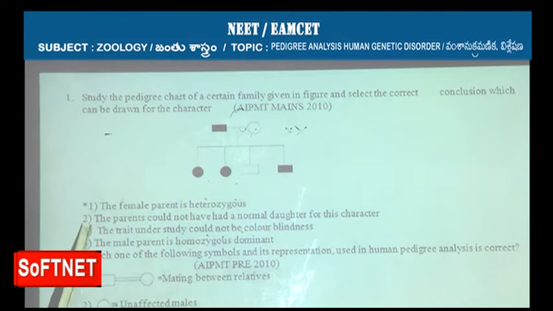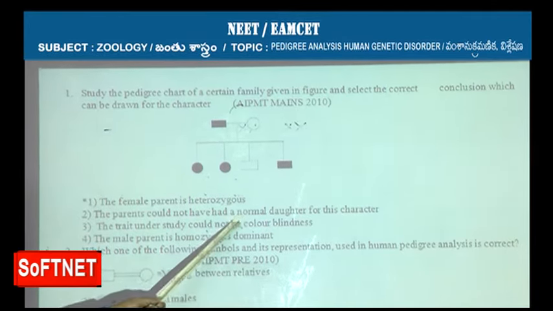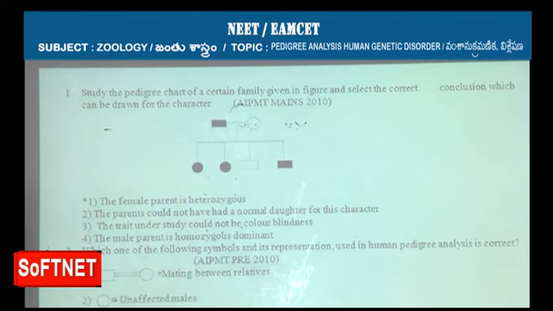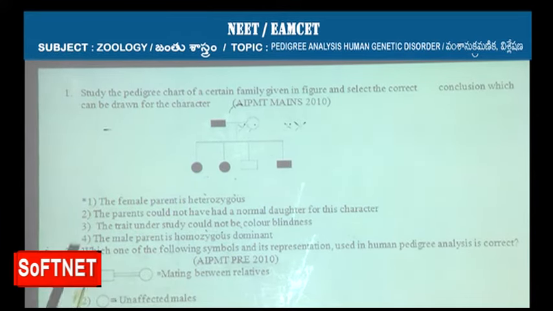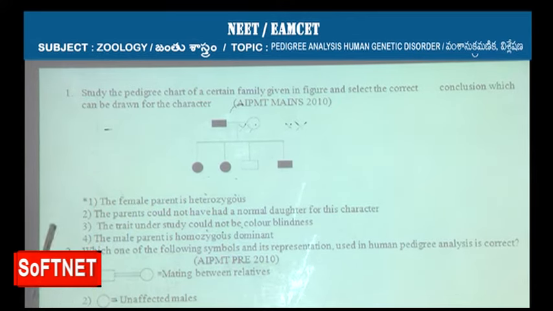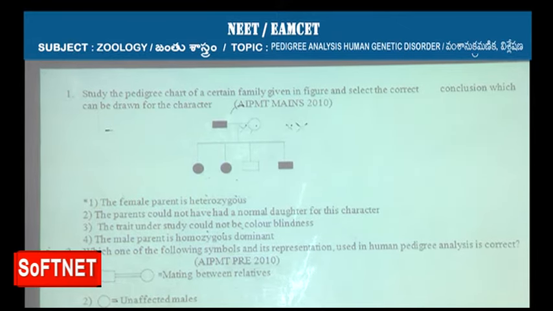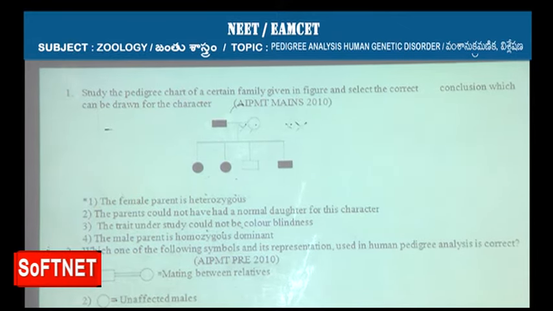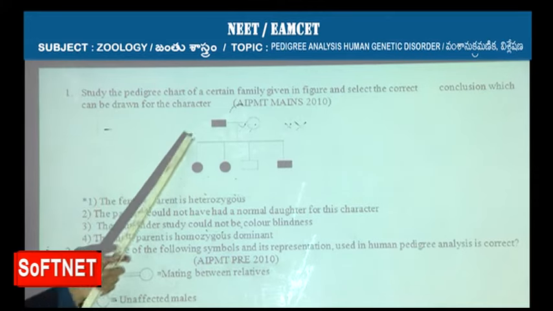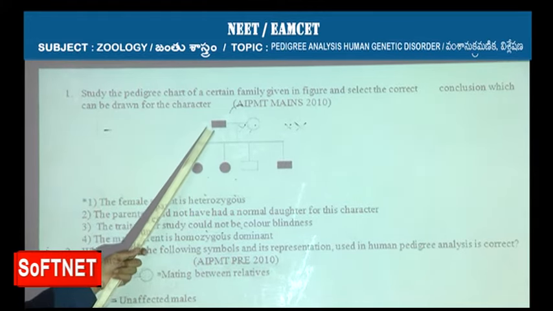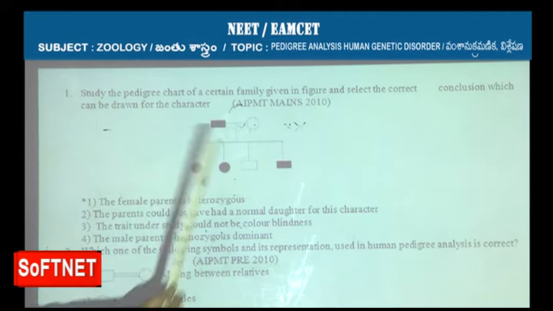If you see the second option, the parents could not have had a normal daughter for this character. So it is not possible to have a normal daughter by looking at this chart. The trait under study could not be color blindness, so it is not a sex-linked character. And the male parent is homozygous dominant: suppose the male parent that is given is in a homozygous dominant condition, then all the progeny should be affected.